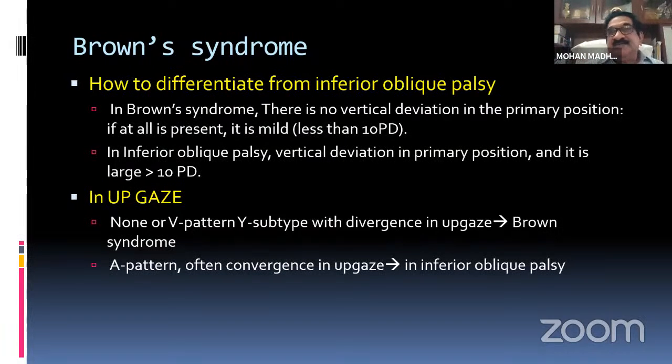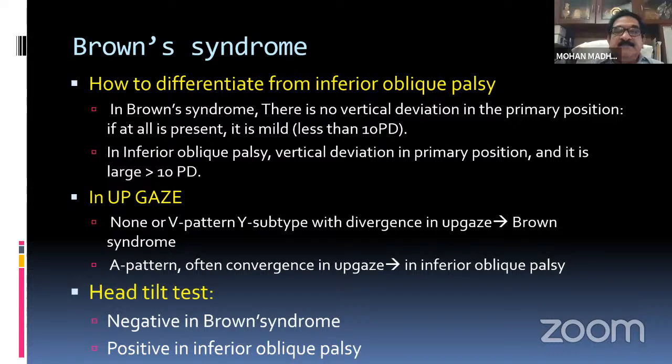Another important thing is the head tilt test. You will not get a positive head tilt test in the case of Brown syndrome. That will be positive only in superior oblique palsy. Here, if the differential diagnosis is between inferior oblique palsy and Brown syndrome, it will be positive in inferior oblique palsy but not in the case of Brown syndrome. These are the points by which you can differentiate the two.